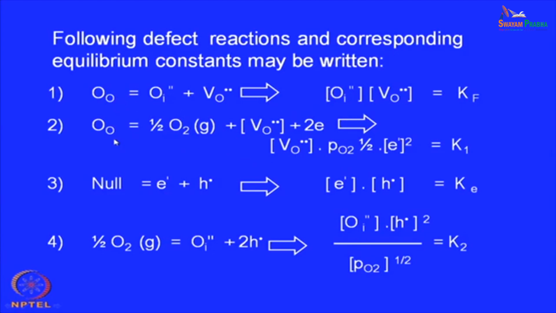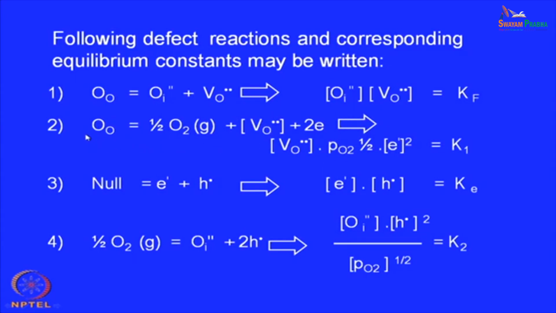We can also have, of course, they may not be taking place simultaneously, but under different conditions we can also have this kind of reaction. That means it is basically an oxygen deficient region. This is an oxygen deficient region which we have considered in the case of TiO2. TiO2 is oxygen deficient because of the oxygen vacancy, and we wrote exactly the same equation.